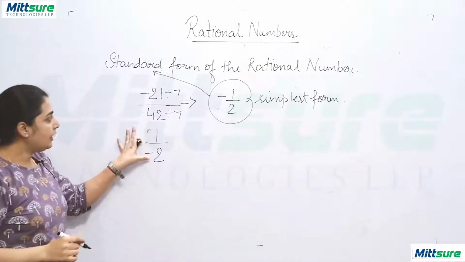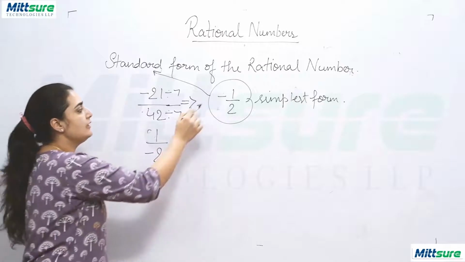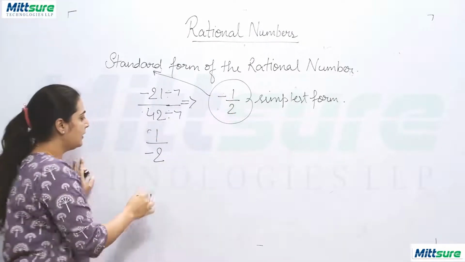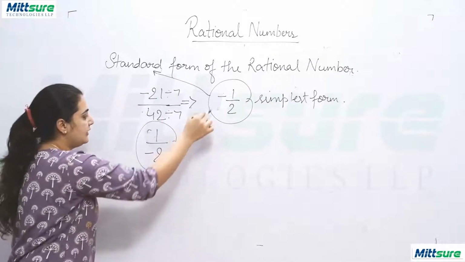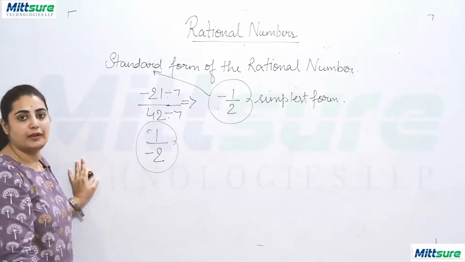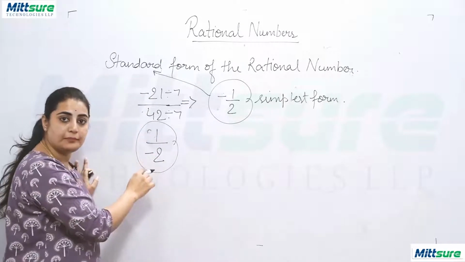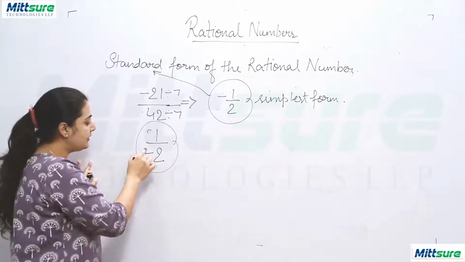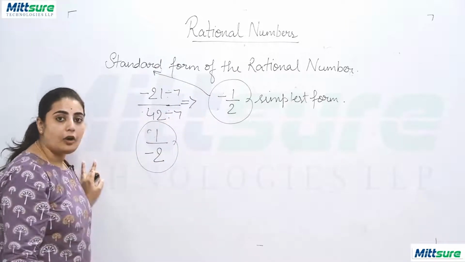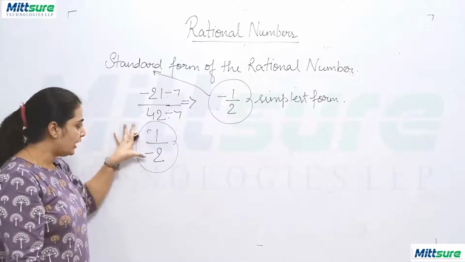Now, if one condition is fulfilled, here the second condition is also getting fulfilled, that is the negative sign is present only with the numerator. But if I shift this negative sign to the denominator, will I be calling it the standard form of 1 upon 2? No, I will not be calling it the standard form. Why? Because the negative sign, if it is coming in the denominator, will not fulfill the condition of being a standard form. So how to change this?